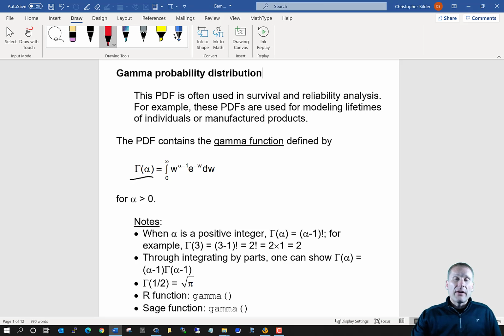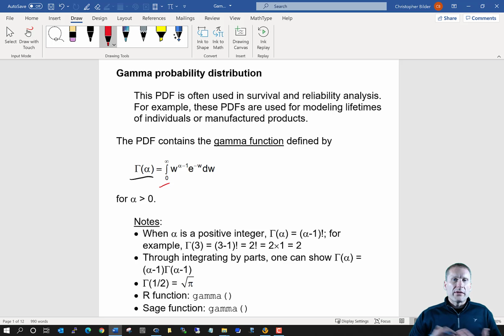Gamma of alpha. So the function is going to change in terms of alpha. The integral from 0 to infinity of w raised to the alpha minus 1 times e to the negative w dw for alpha values greater than 0.